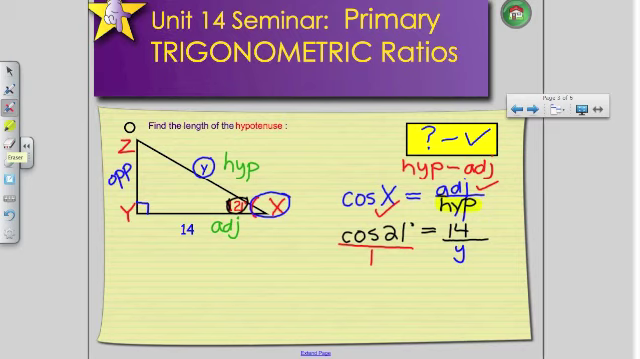So whenever you have a fraction and a fraction separated by an equal sign, what is the process in algebra? What do we do? Cross multiply. So we're going to cross multiply these terms. I'm not going to change anything into decimals. I have y times cos 21 degrees is equal to 14 times 1, which is just 14.